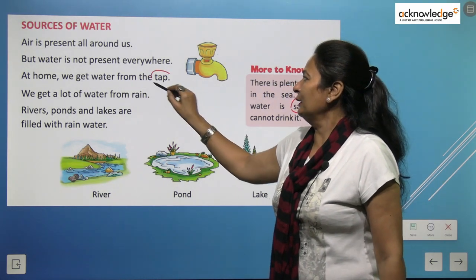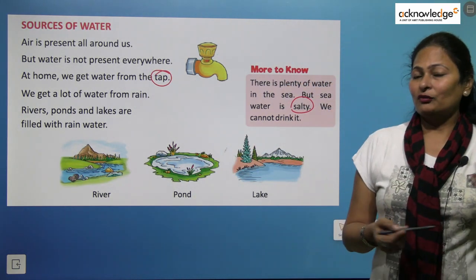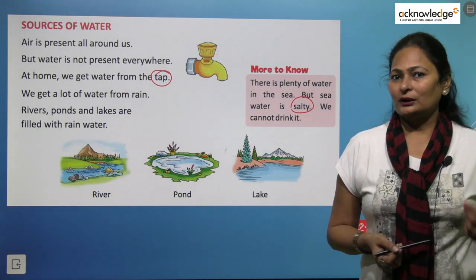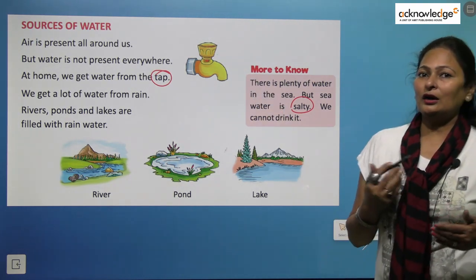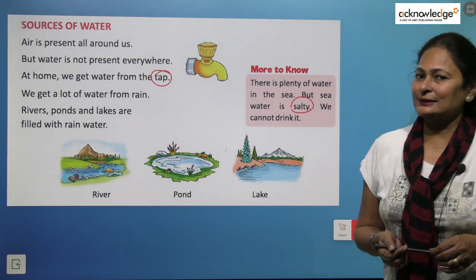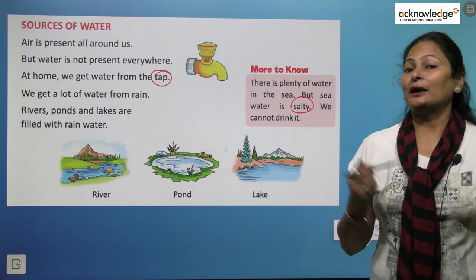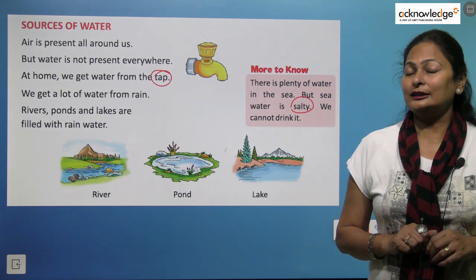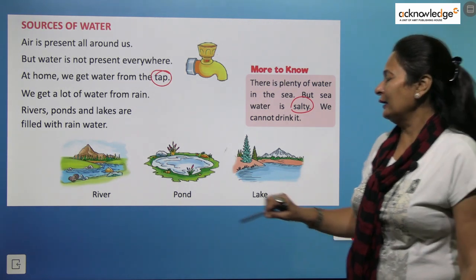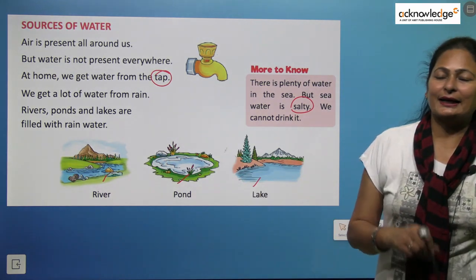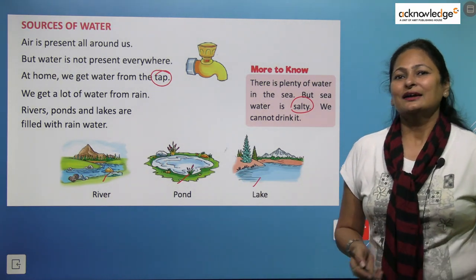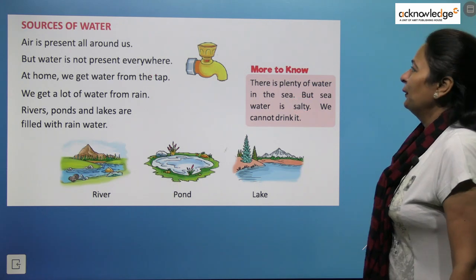We get water at home. From where do we get water? We get water from taps, right? We get a lot of water from the rain, as we have discussed. The main source of water on earth is rain, and this rain fills the rivers, ponds, lakes, and later on we can use this water.